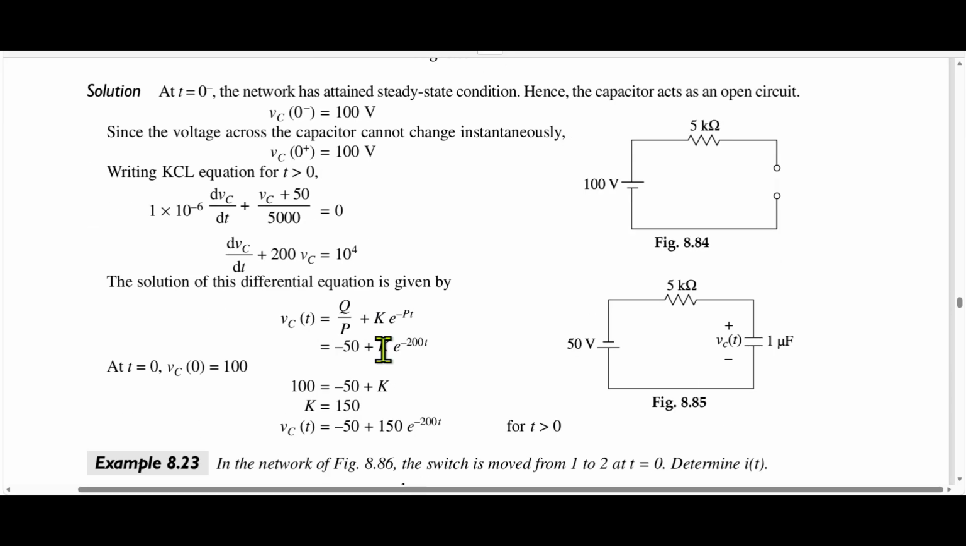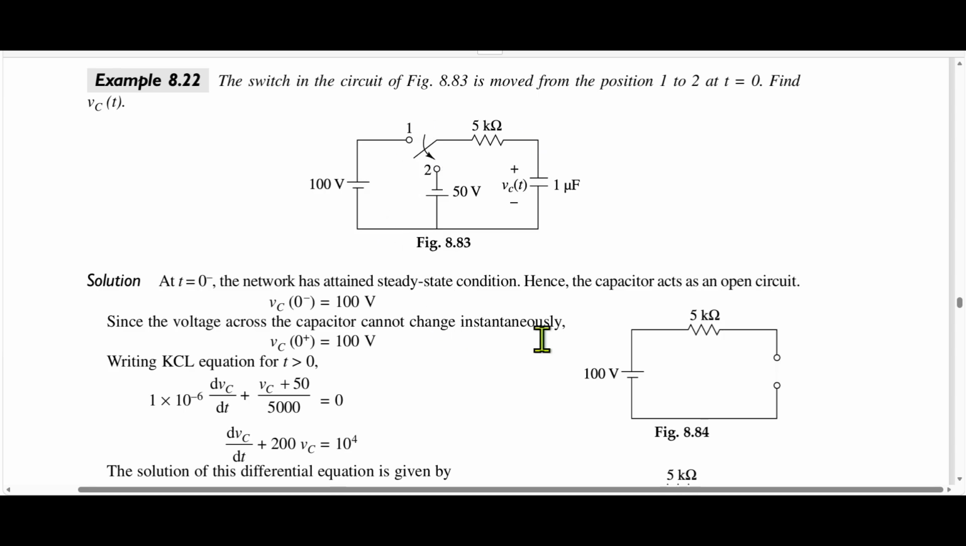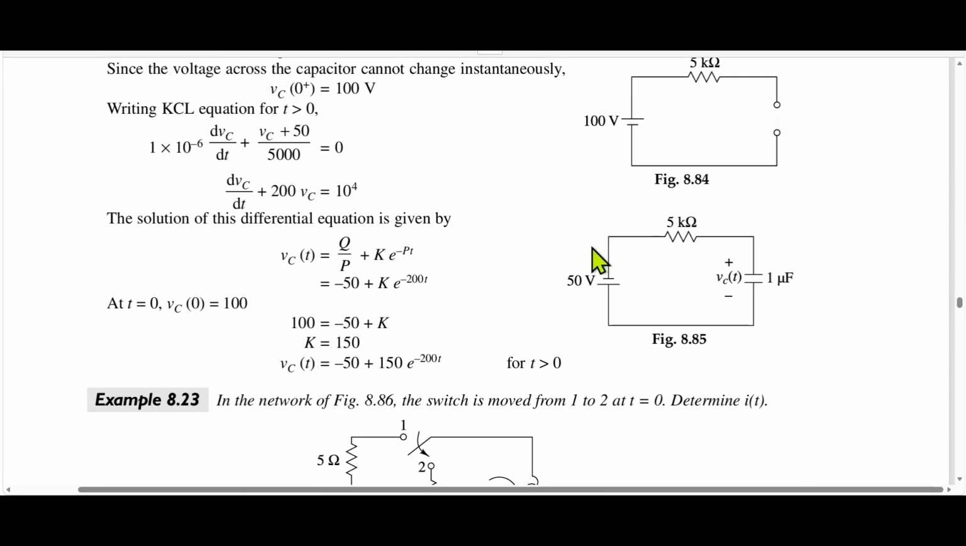Now moving ahead, if we write down the KCL equation, first we have to see the diagram. In the diagram, as we can see here, we have a 50 volt source in the circuit when we connect to the second point, and we have 5 kilo ohm and the capacitor. So the circuit will be this. If we write down the KCL equation, it will be 1 into 10 to the power minus 6, that is the capacitance value, multiplied by dVc/dt, plus Vc plus 50 divided by 5 kilo ohm, which is 5000, equals 0, right?